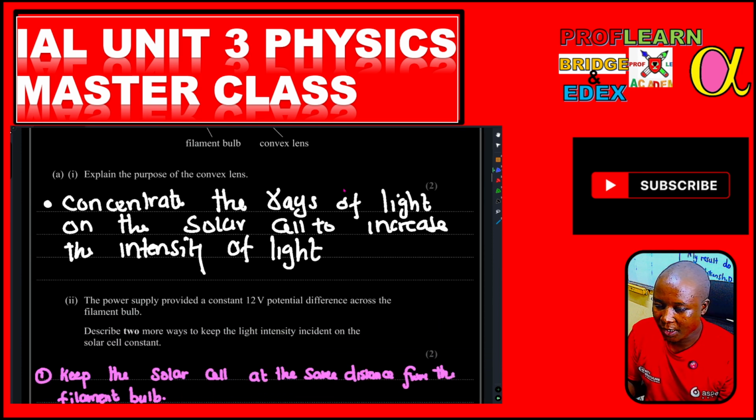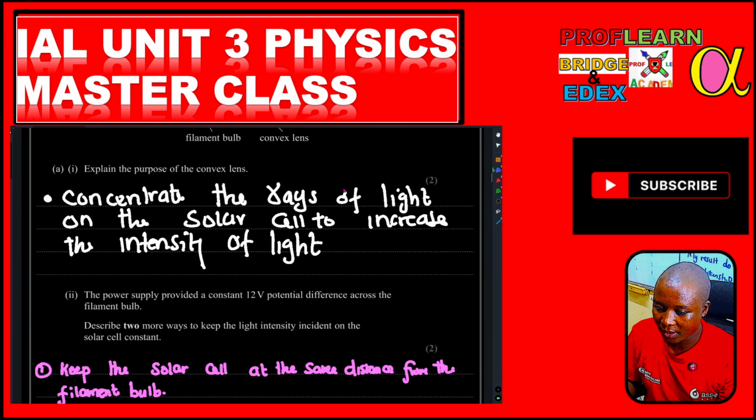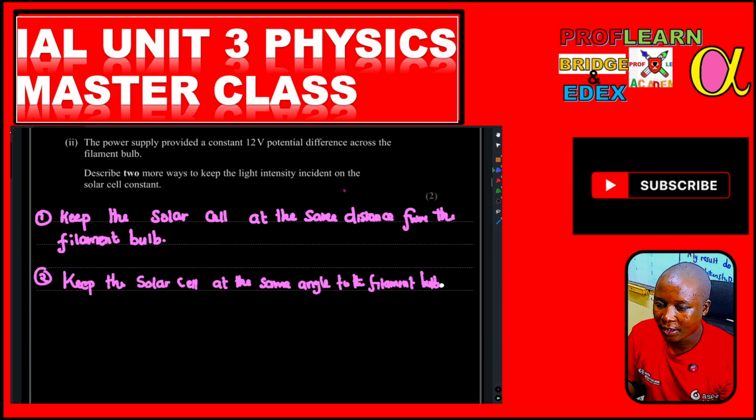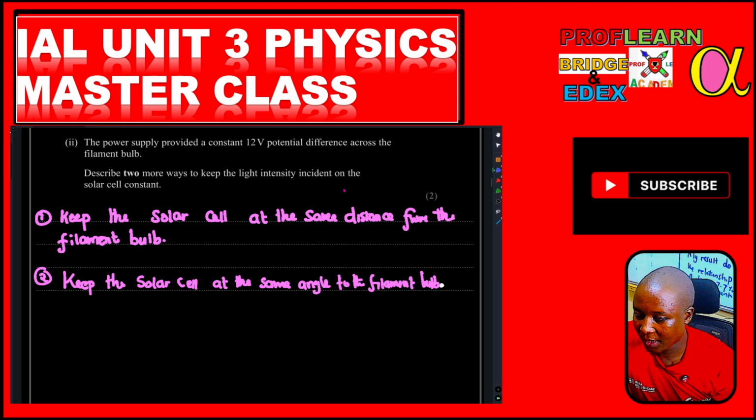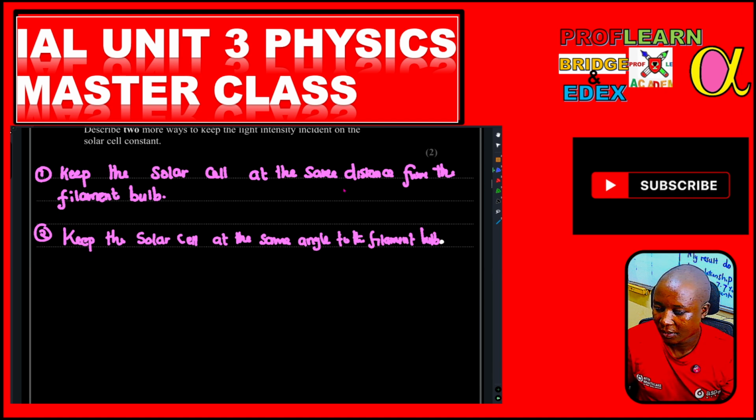That's going to increase the intensity. Describe two more ways to keep the light intensity incident on the solar cell the same. I highlighted two points: keeping the solar cell at the same distance from the filament lamp, and also keeping the solar cell at the same angle to the filament lamp, so that most of the light is incident.